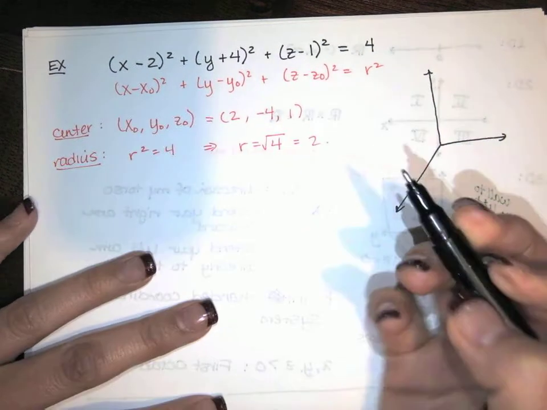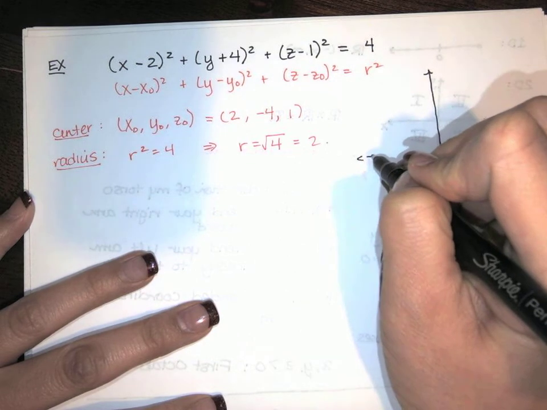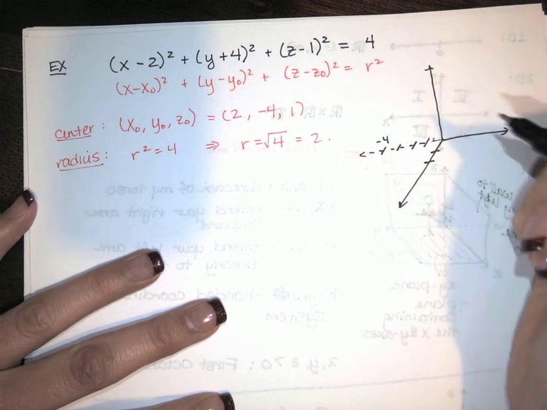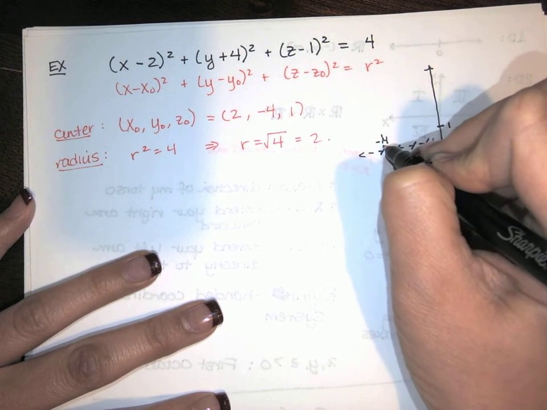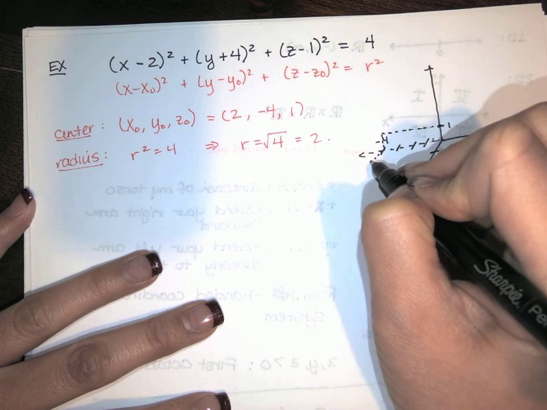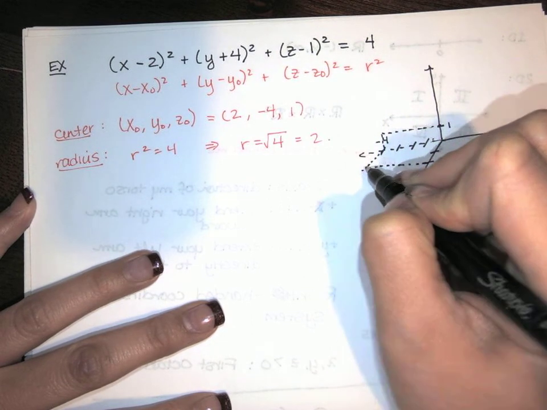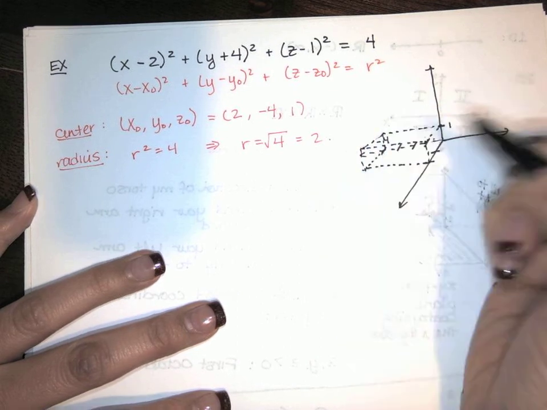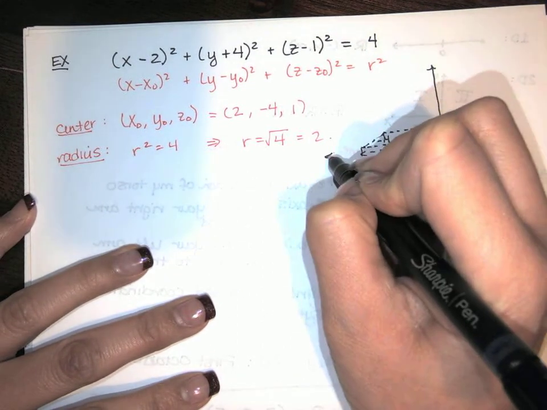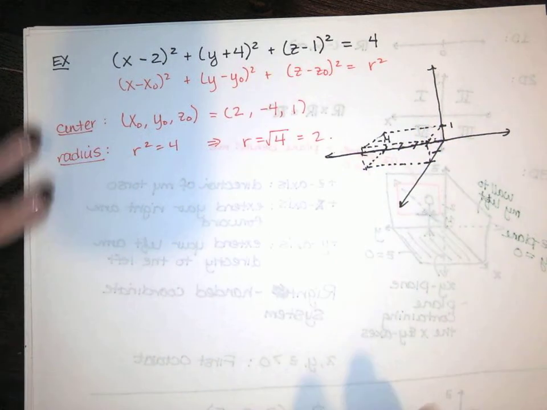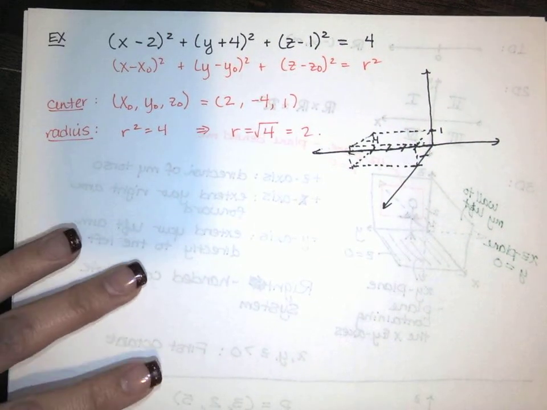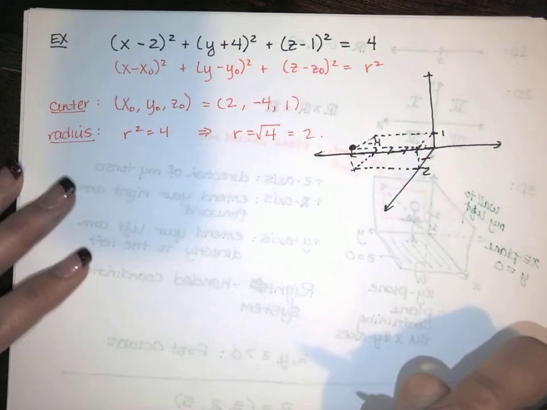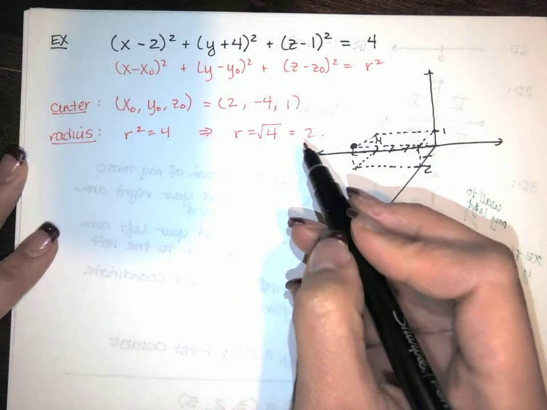First, I'm going to draw my center point. Go 2 units in the x direction, backwards 4 units in the y direction, up 1 unit in the z direction. My little rectangular box is not helping me because the y-axis is also dotted. I'm going to make that negative y-axis solid just so it's a little bit easier to see. But this is x equals 2, y equals -4, z equals 1. That's our center.